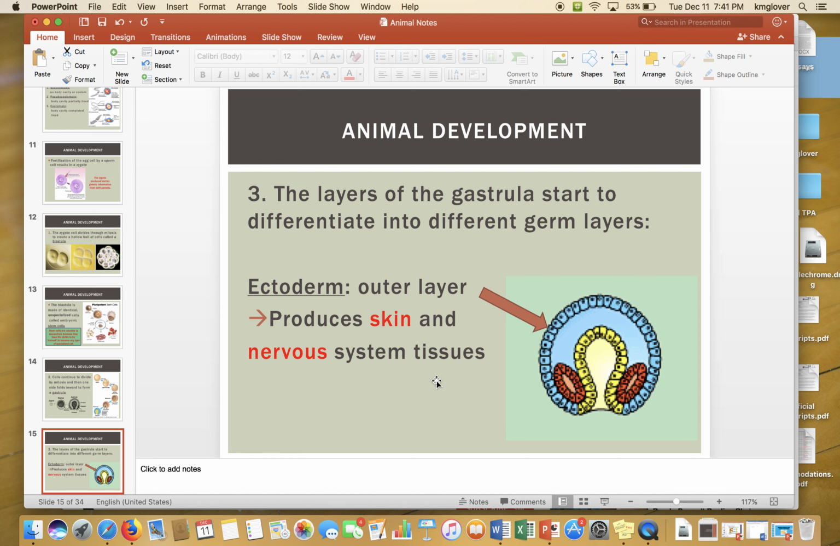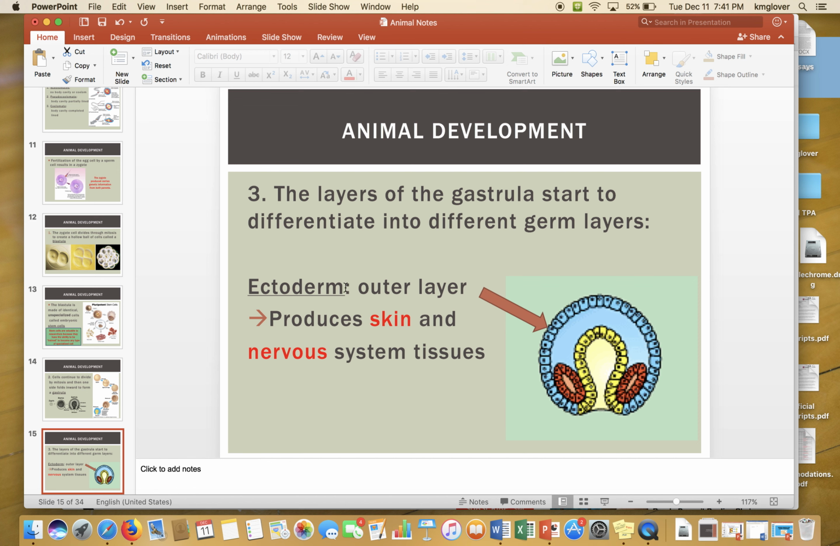Whenever you have your gastrula, you are going to have 3 sections. You have the outside, which we're going to call the ectoderm. You're going to have the inside that folds in, that's what we call the endoderm. And then you're going to have this part right here in the middle, that's what we call the mesoderm. And these are going to form your different organ systems.